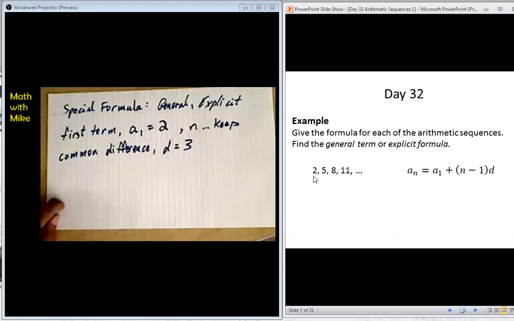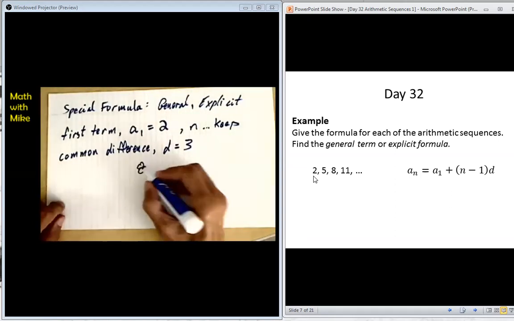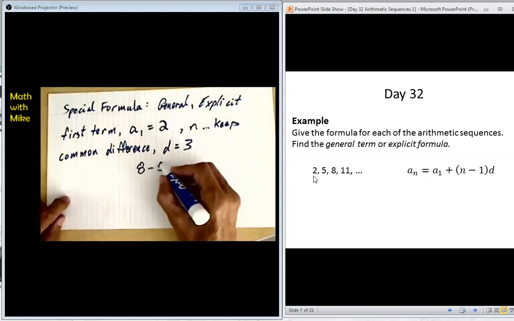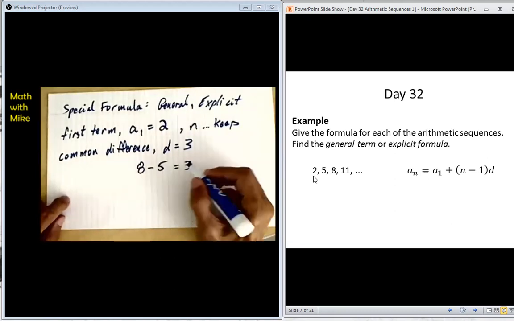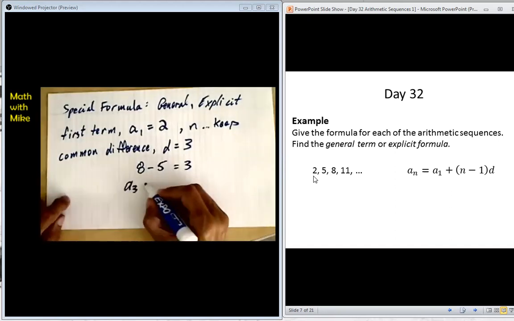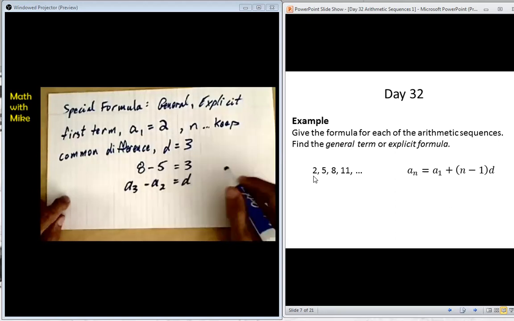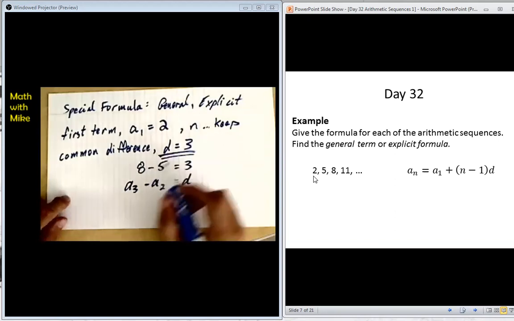What you do is you choose a number. So I'm going to choose 8 just because. And then what's the number in front of 8? 5. Okay, so minus the number in front of it, right? And this will equal 3. So in other words, we have the third term minus the second term is equal to D. Okay, so D is equal to 3 now.